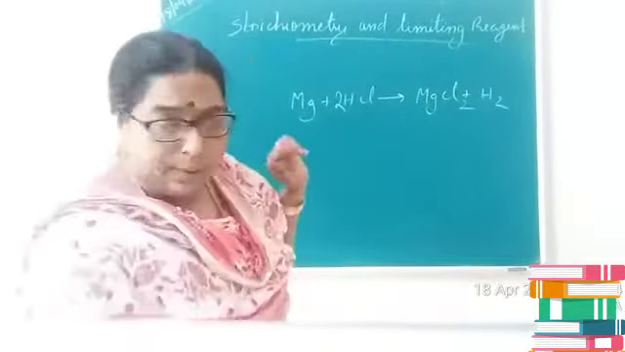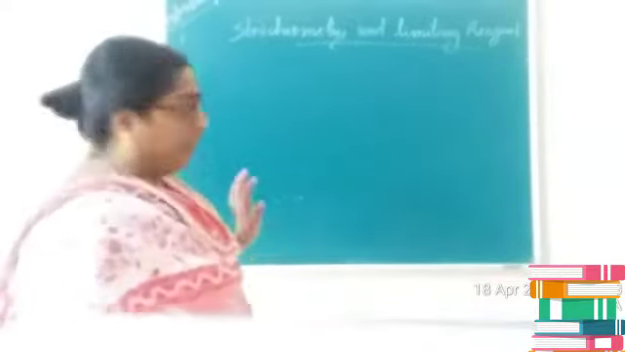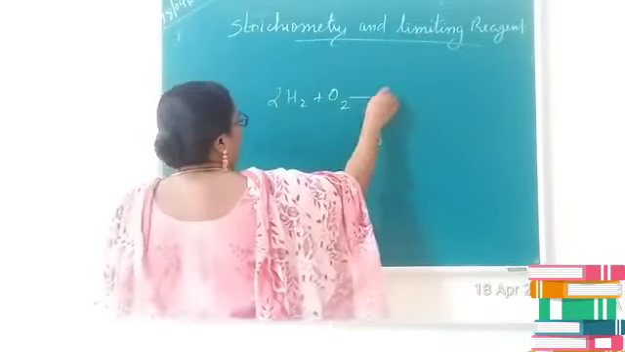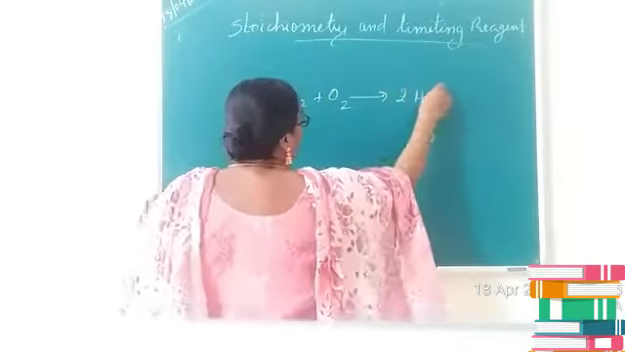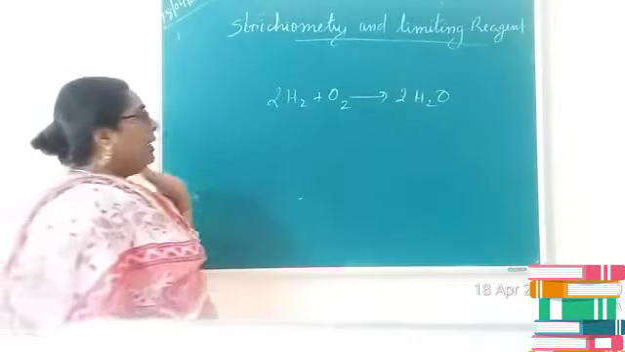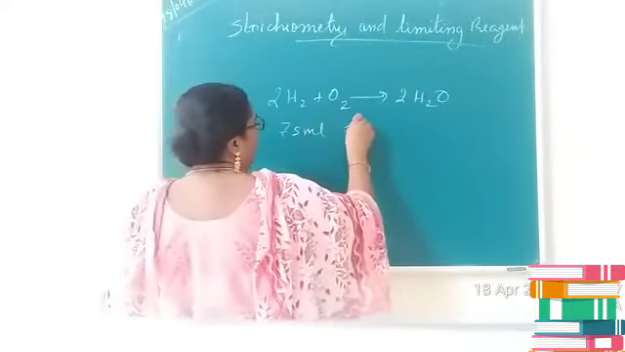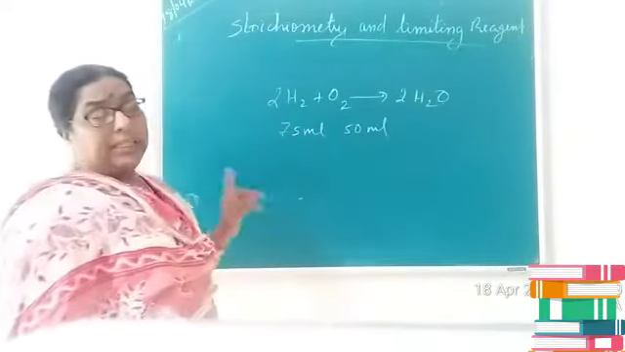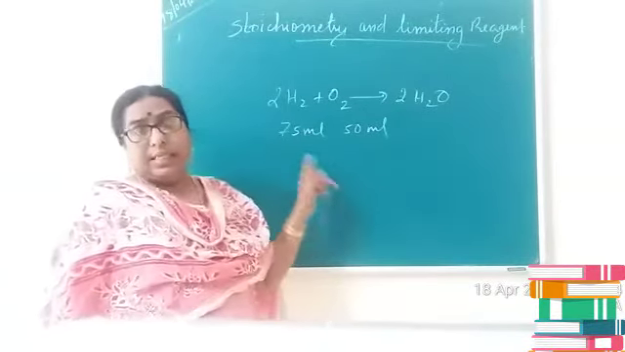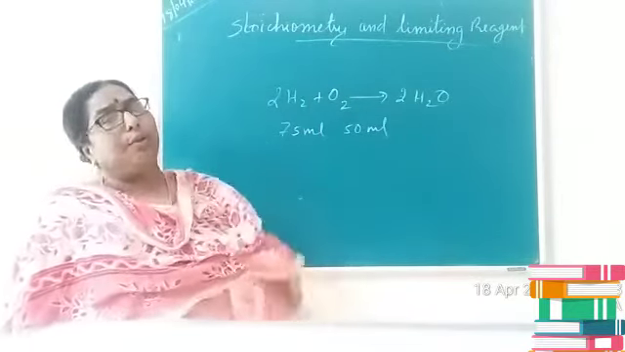Okay, children. Now let us discuss limiting reagent and excess reagent. Consider the formation of water. You know that hydrogen combines with oxygen and produces water. Imagine that the amount of hydrogen is 75 ml and that of oxygen is 50 ml. You know that the ratio between hydrogen and oxygen is 2:1.